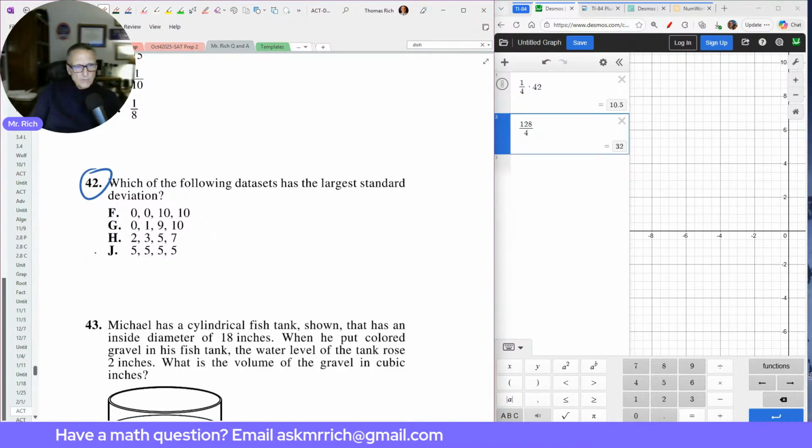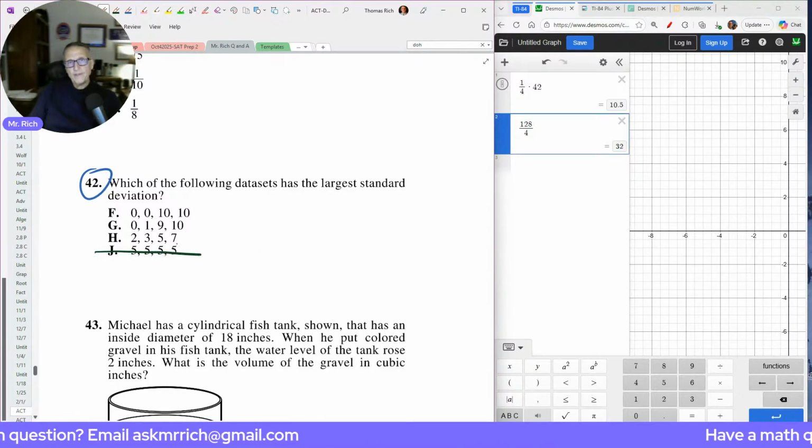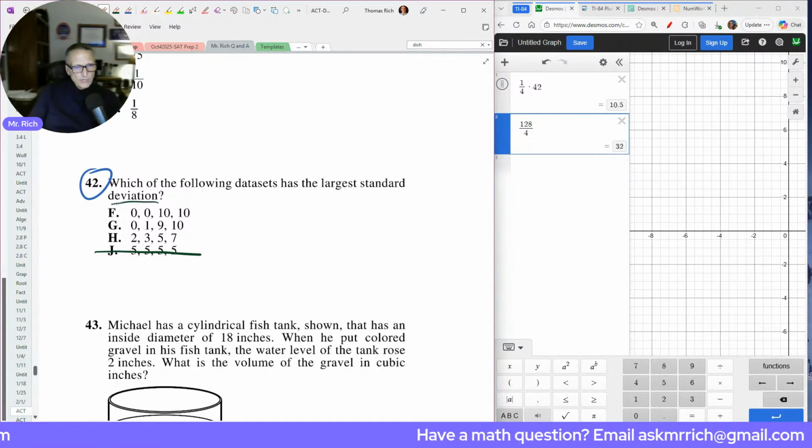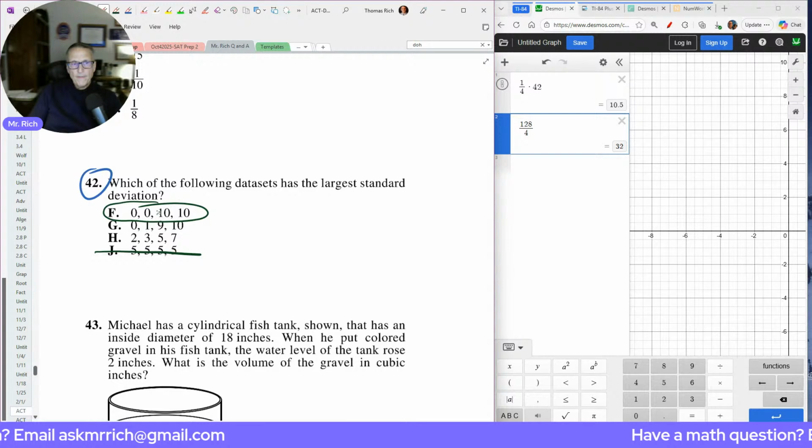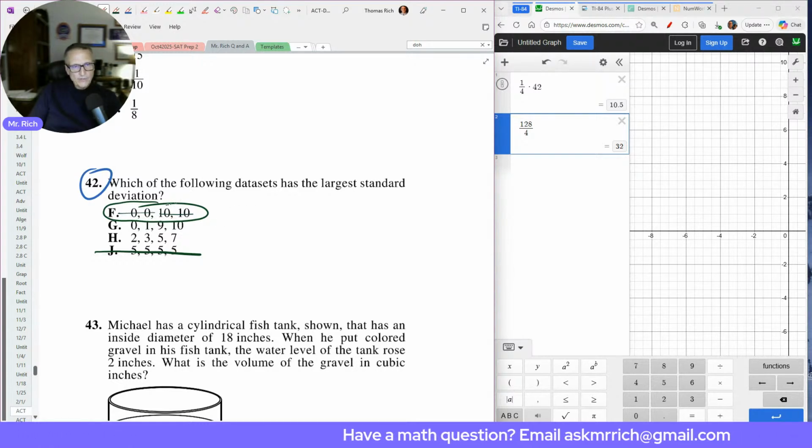This one has the smallest standard deviation. It has no deviation at all. Its standard deviation would be 0. This one here has the biggest spread because you've got 0, 0, 10, 10. So the average is going to be right in the middle at 5. And it goes 5 to the left, 5 to the right. So this definitely has the largest standard deviation.